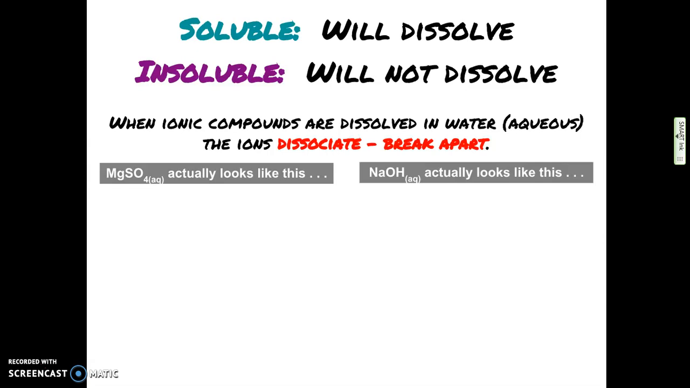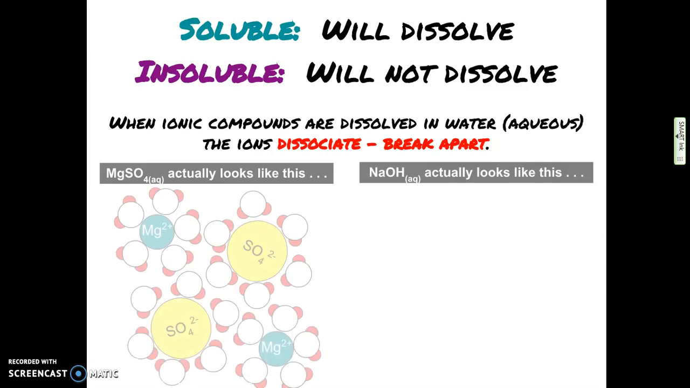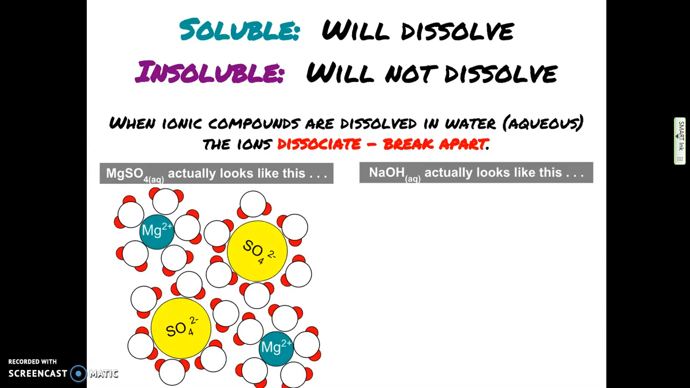So when soluble ionic compounds dissolve in water and become aqueous, those ions separate. While magnesium sulfate is written MgSO4, when you put it in water, what it actually looks like is the magnesium ions are pulled apart and separated. We call this dissociated from the sulfate ions, and the water molecules around them separate them from each other, and they stay separate in this solution. This is what aqueous magnesium sulfate actually looks like.